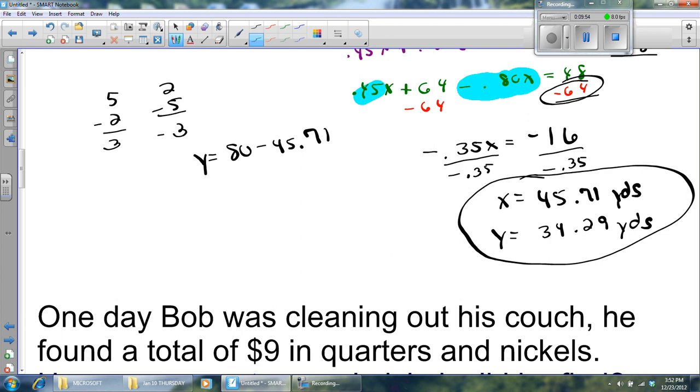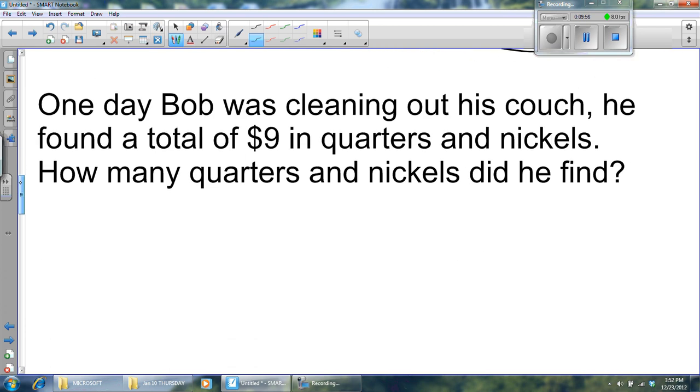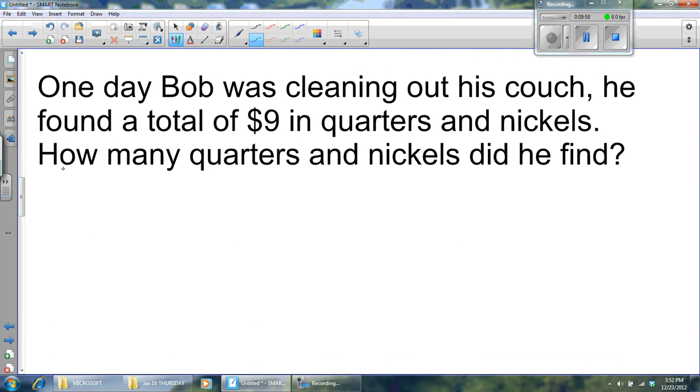All right, let's look at one more type of problem. One day Bob was cleaning out his couch. He found a total of $9 in nickels and quarters. How many quarters did he find? How many nickels did he find? Well, we'll let Q equal the number of quarters. Oh, we can't do this problem. I didn't give you enough information. Hold on one second.